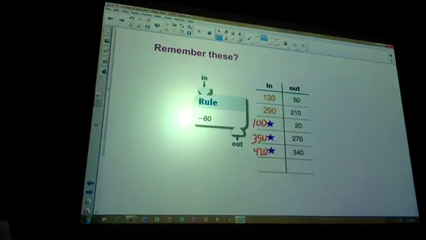If we had plotted these on the x and the y axis, where I had the points 130, 50; 290, 210; 100, 20; 350, 270; and 420, 340, they would be points that line up into a straight line.